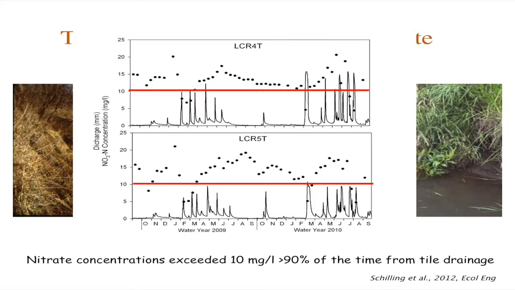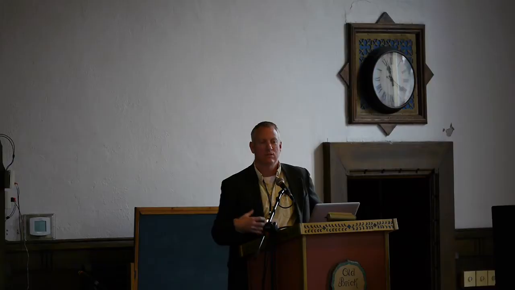Tile drainage, which Bill's talking about, of course contributes to concentrations and loads. This is a couple of years' worth of monitoring in a watershed in north central Iowa. Nitrate concentrations exceed the MCL of 10 milligrams per liter. Nobody's drinking this water, but they still exceed the MCL 90% of the time. So it's well understood that we have high concentrations exported from drainage districts.